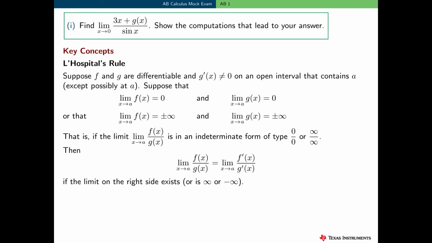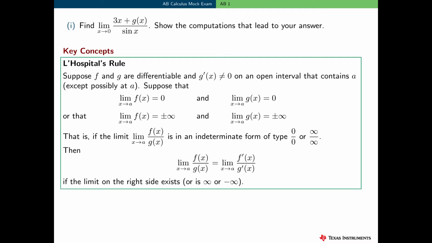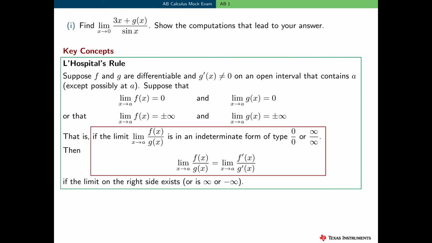In Part I, the student is asked to find a limit. And there's that phrase again: show the computations that lead to your answer. We really want to see some good communication skills. In order to solve this problem, we'll need to use L'Hopital's Rule. I won't read through this entire statement. It basically says that if we have a limit in an indeterminate form of type 0 over 0 or infinity over infinity, then we can find the limit of this quotient by taking the limit of the quotient of derivatives.